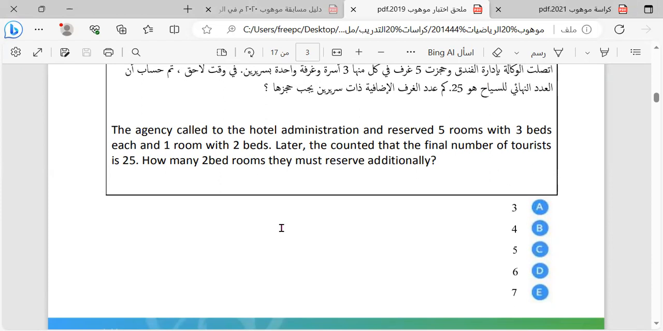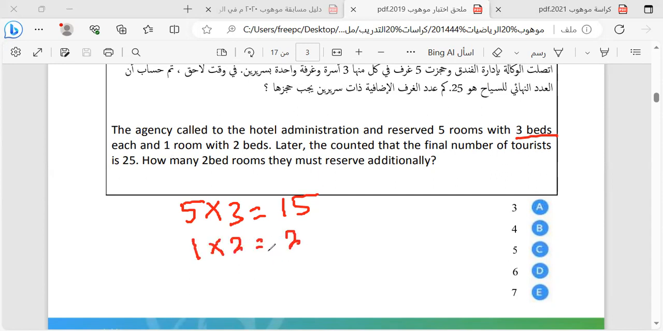The agency called the hotel administration and received 5 rooms. Each room has how many beds? 3 beds. So 5 times 3 equals 15, right? Now 1 room with 2 beds: 1 times 2 equals 2. Then we add them. We have how many beds? 17, right.